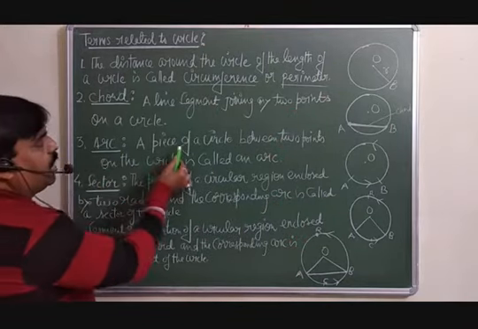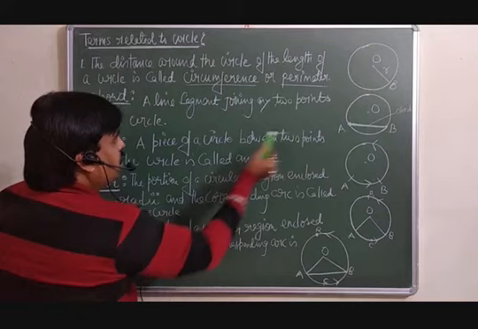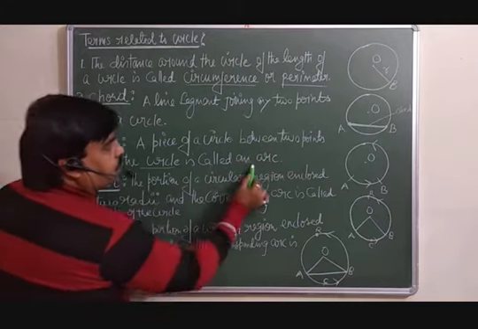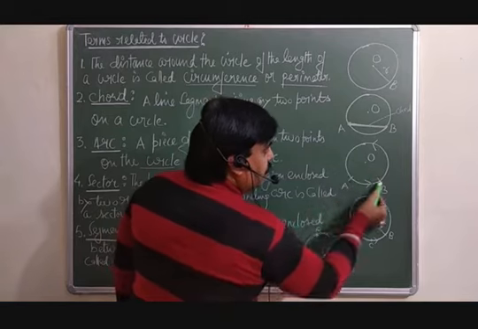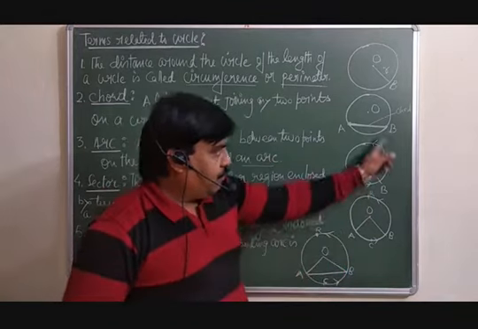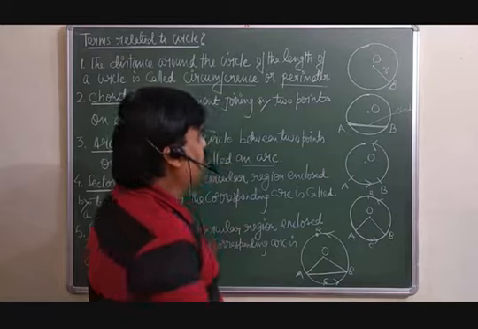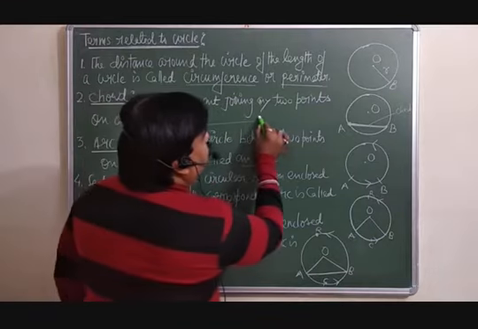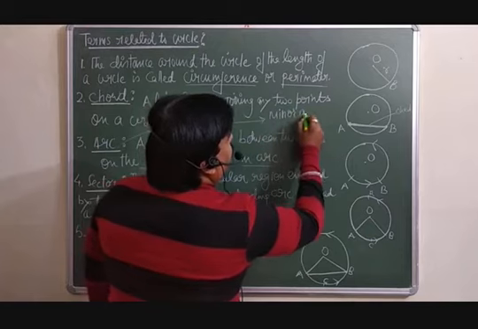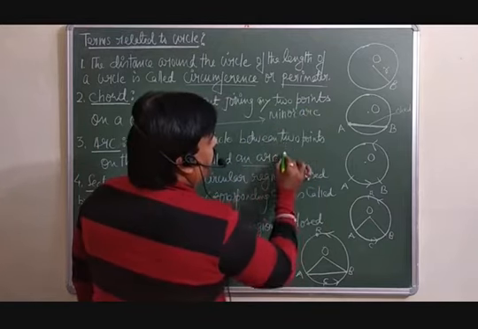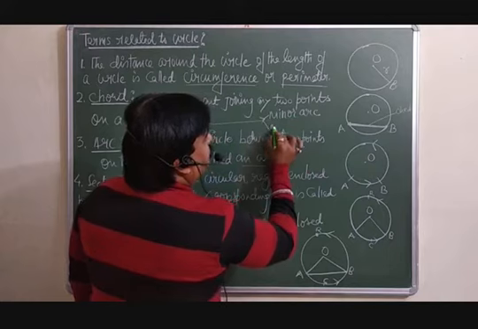Arc is a piece of a circle between two points of the circle, that is called an arc. This AB is an arc, that is the part of the circumference of the circle. Any part of the circumference is an arc. But this arc is divided into two parts. This is minor arc and major arc.